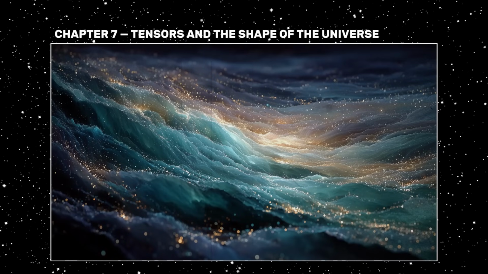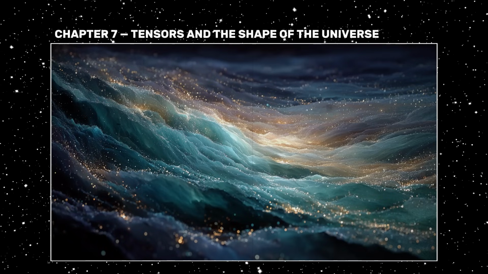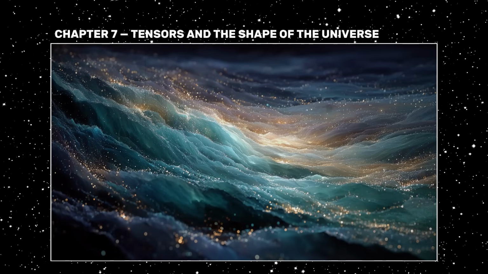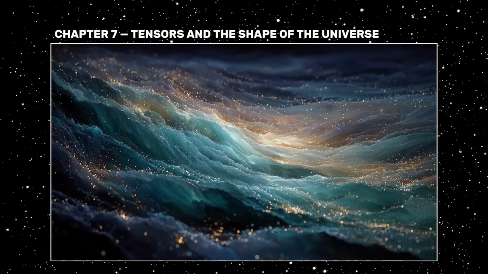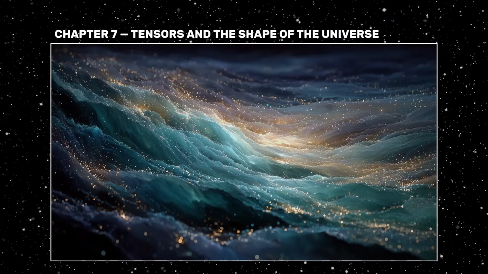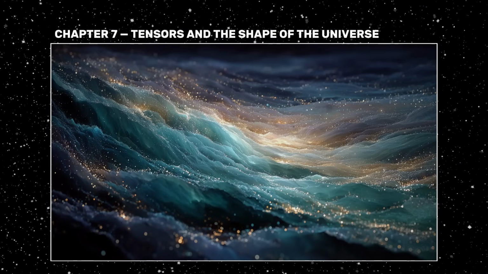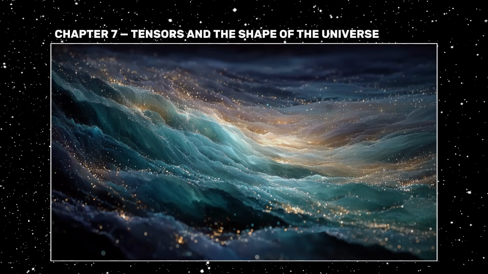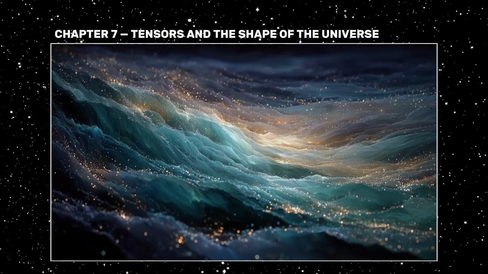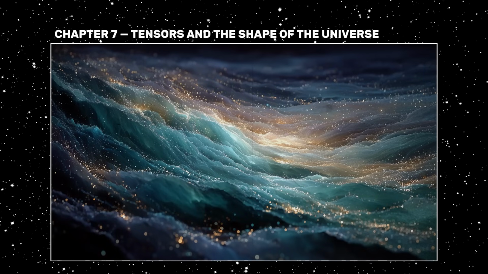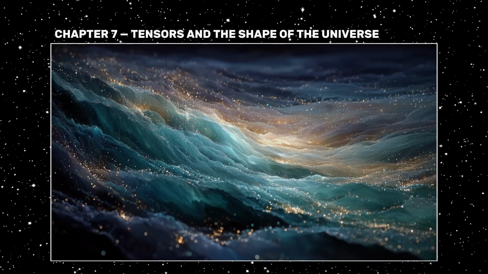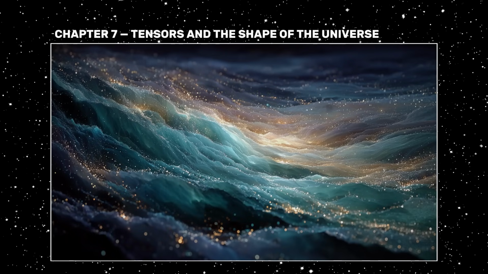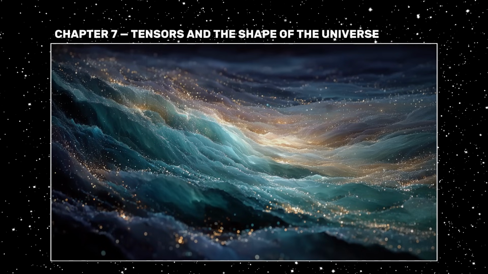Is the universe flat, stretching endlessly without curvature? Is it positively curved, like the surface of a sphere, finite but without boundary? Or is it negatively curved, like a saddle, extending without limit in every direction? To answer these questions, physicists turn not to intuition or simple observation, but to tensors, the mathematical language that encodes geometry at the most fundamental level.